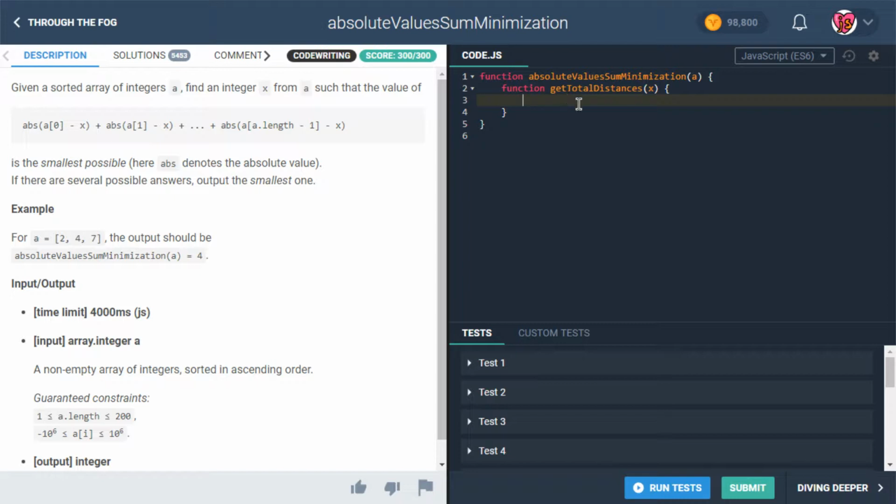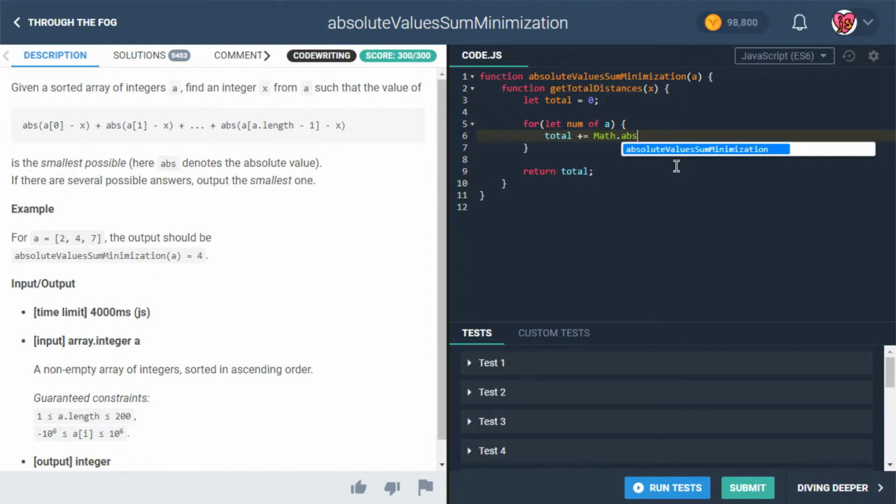There are a few ways we could do this. We could say let total be assigned the value of 0, and ultimately we're going to return that total. And what is that total? Well, we'll just say for let num of A, total plus equals the absolute value of the difference, so num minus x. Okay, and is that it? Gonna return that total. I think that might be it. Let's try this.